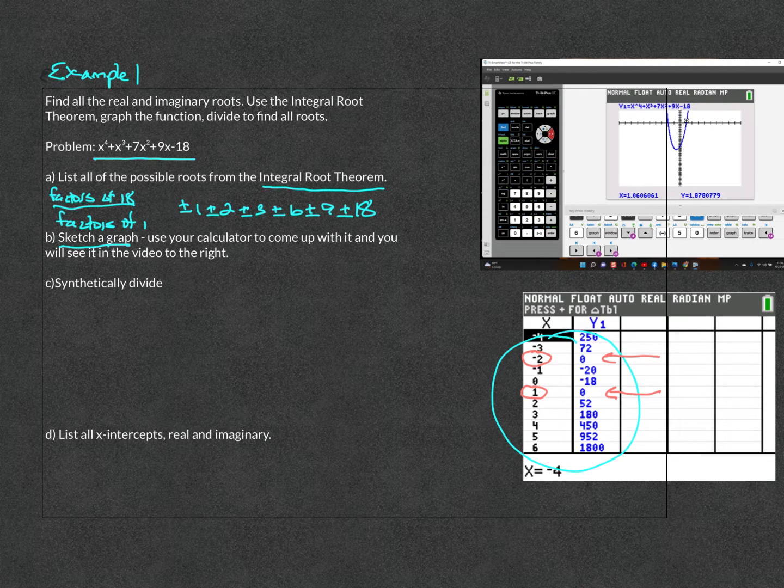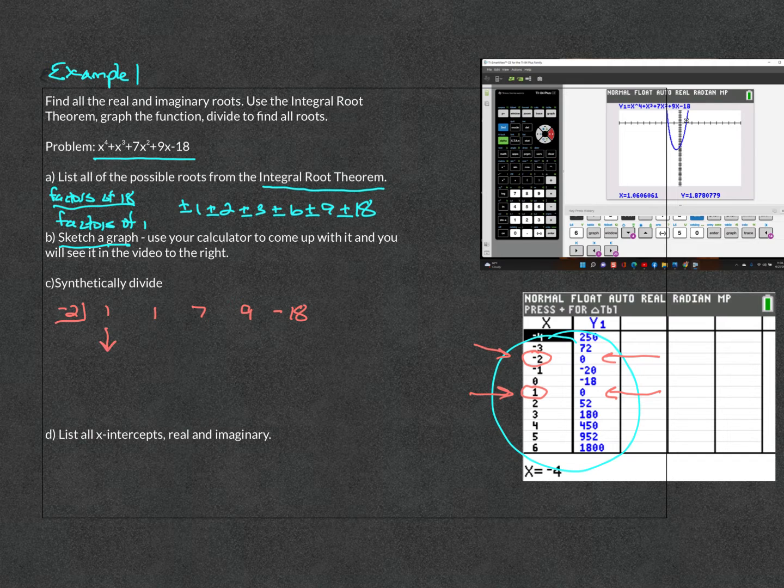Okay, so now the next step after that is to come back here and synthetically divide out the zeros we found. If you noticed, I was circling things during that video to show you. So I'm going to start by dividing out negative 2. You know how I like to use the bird cage, and put negative 2 up top, and then my coefficients, which are 1, 1, 7, 9, and negative 18.